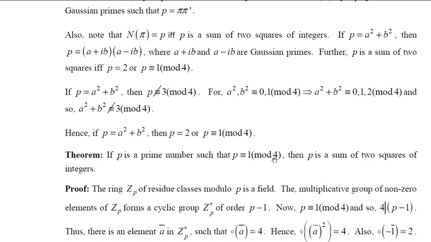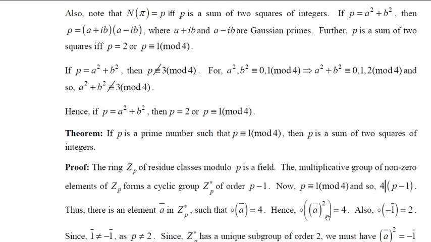1 is congruent to 1 mod 4. Further, you should note that 1 bar is not equal to minus 1 bar. If 1 bar equals minus 1 bar, then this becomes 2 congruent to 1 mod 4, which is not true, because p is not equal to 2 here. So p is not equal to 2 because of that reason. And further we should note that Zp star has a unique subgroup of order 2.